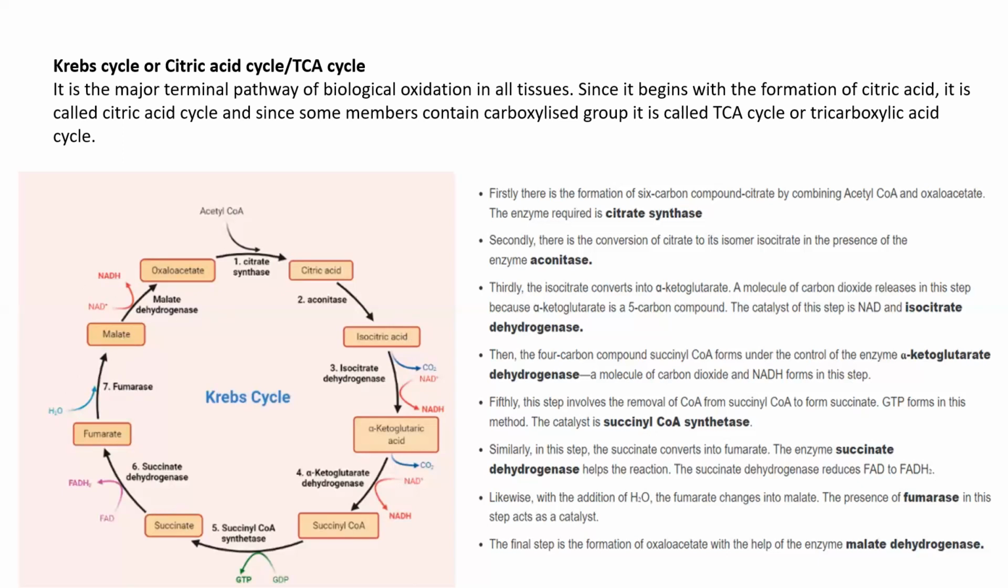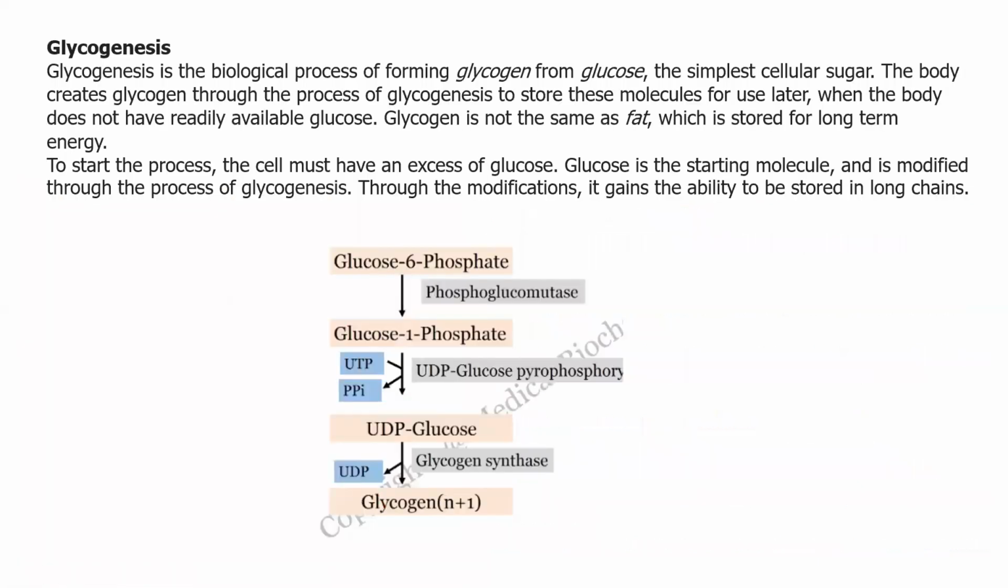Now we will see the next metabolism, glycogenesis. From the name itself, it is clear that it is the formation or generation of glycogen. We know glucose is the simplest carbohydrate form, which is mainly used for the energy process. But after the requirement of glucose for the body, the excess glucose will be converted and stored in the form of glycogen. So that is explained in this process, how this glycogen is formed.